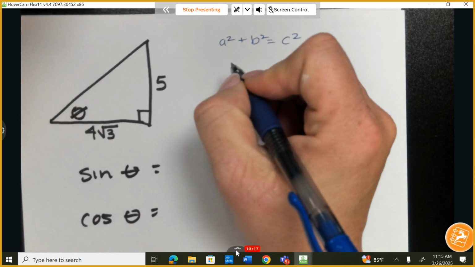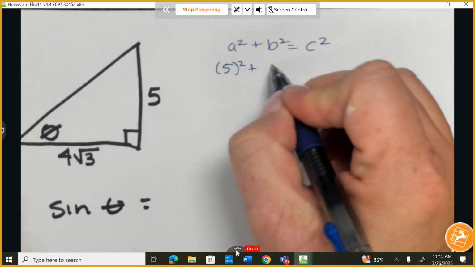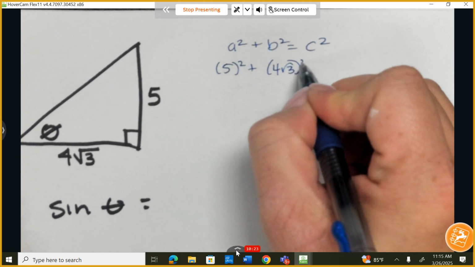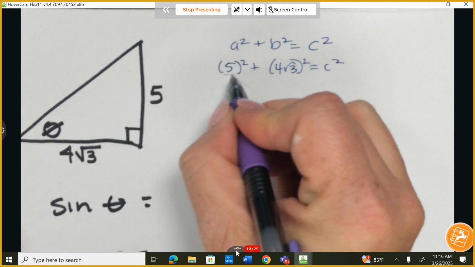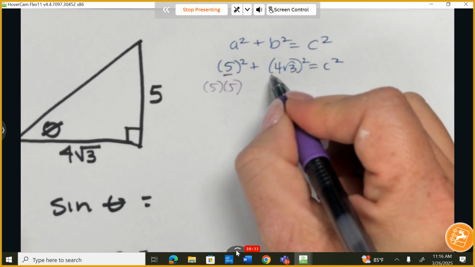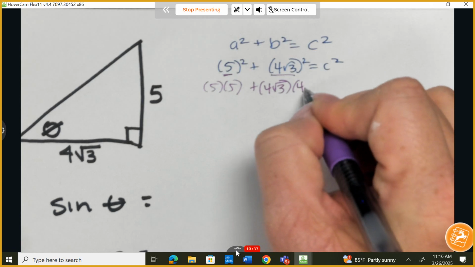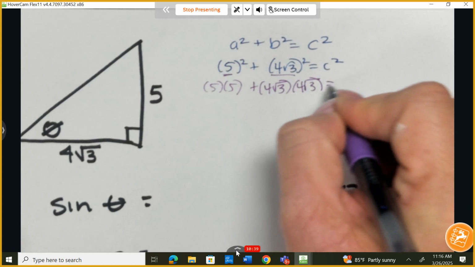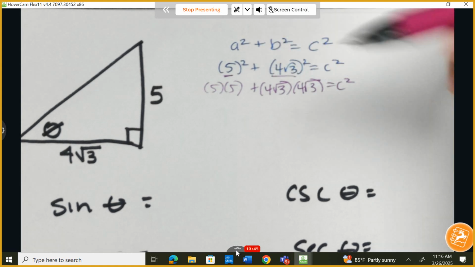Now when you write this down, you need to mimic what I'm doing. I'm going to write down 5 squared and then 4 square roots of 3, squared. This is where there's lots of confusion. What does this mean? This means the base needs to be multiplied by itself twice, so I'm going to do that. How did I know to multiply it twice? That's what the square means.